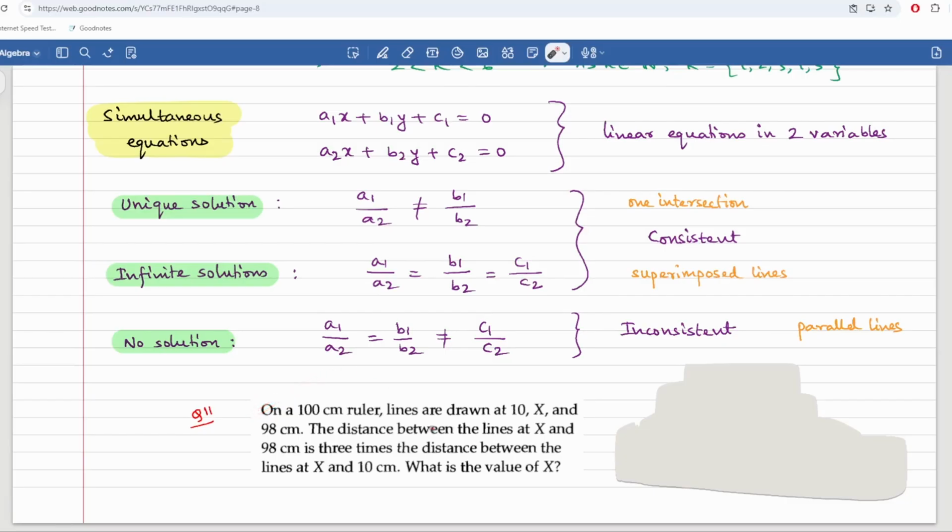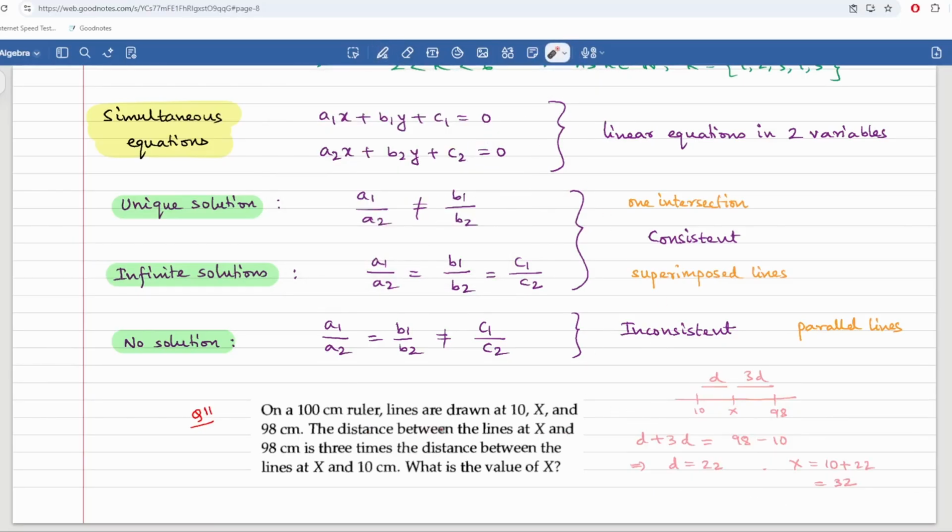On a 100 centimeter ruler, lines are drawn at 10, x and 98. The distance between the lines at x and 98 is 3 times more than the distance between the lines at x and 10. What is the value of x? Since the space was short, I didn't include the options, so I hope you can solve it without the options. Take some time, try to do it. Let me reveal the answers.